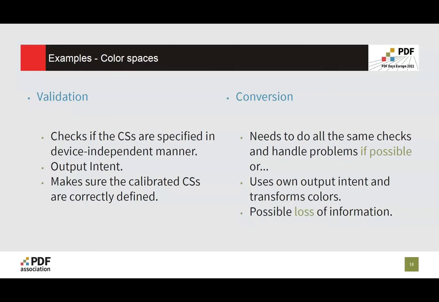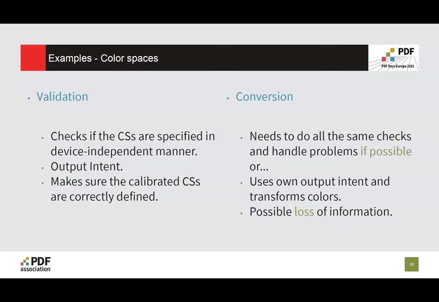Conversion again can handle potential problems in different ways. In case a single device dependent color space is used throughout the document, we can simply provide a calibrated ICC profile and create corresponding output intent. Or in case we have multiple types of color spaces, we can remap them to default color spaces.